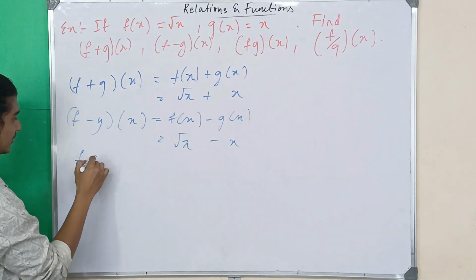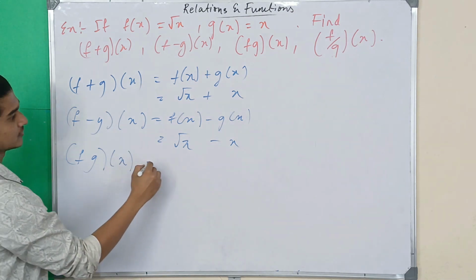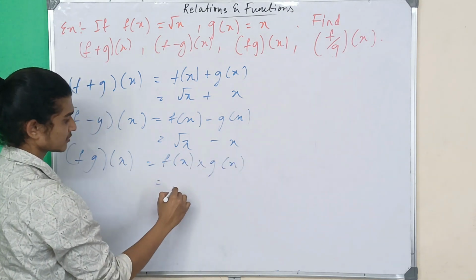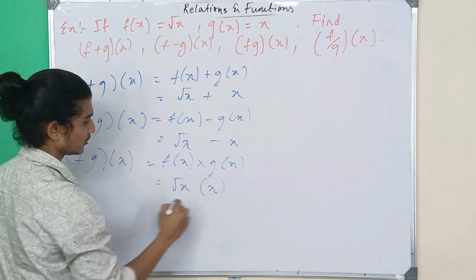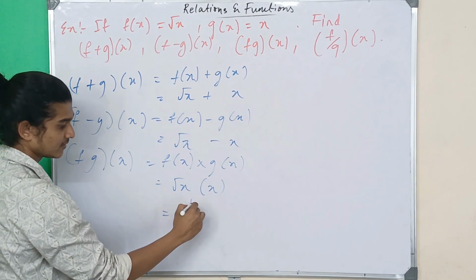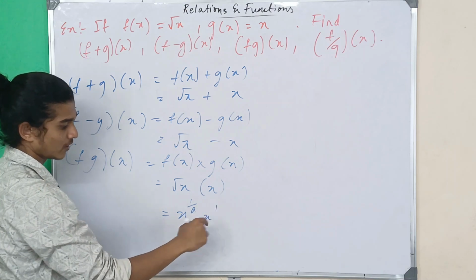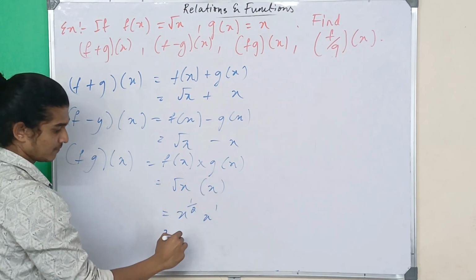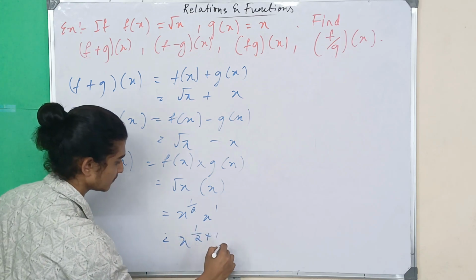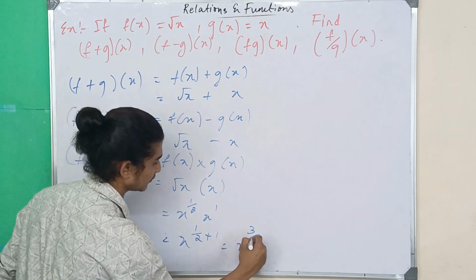Next is f into g of x. So f of x into g of x. f of x is root x, g of x is x. Now if you want to further solve this, you can solve it like this. Root x is basically x to the power half and x is x to the power 1. So this equals x to the power half plus 1, which is x power 3 by 2.